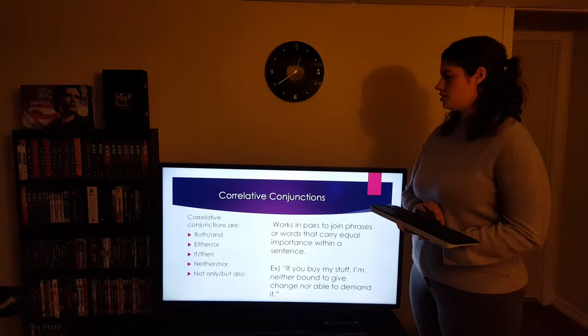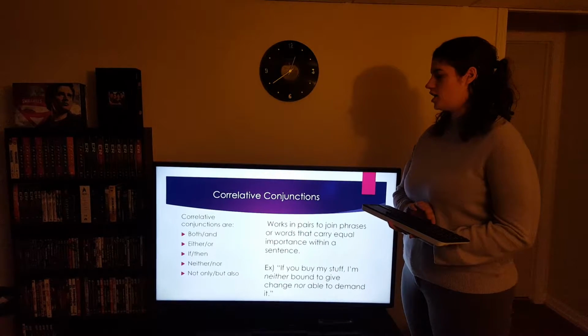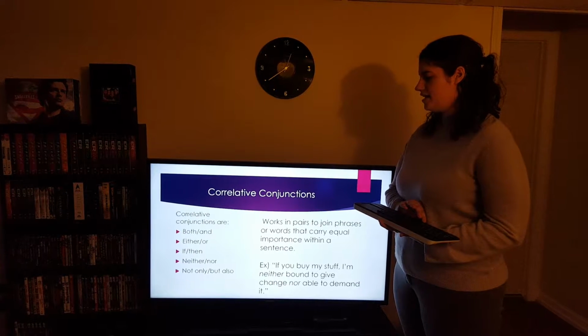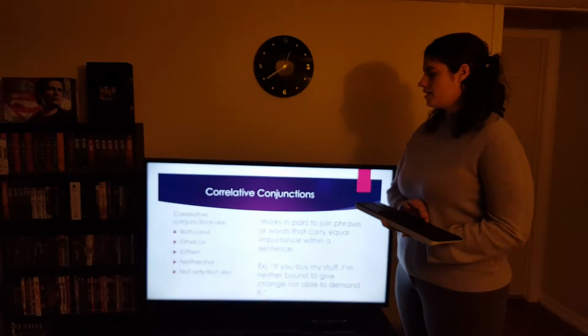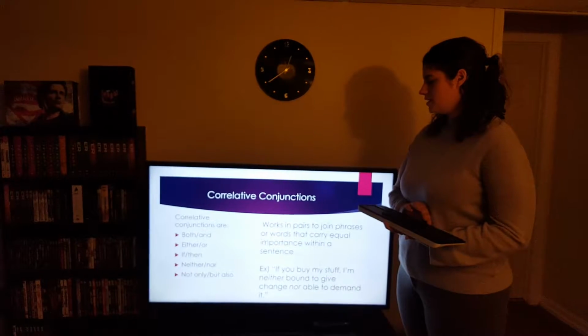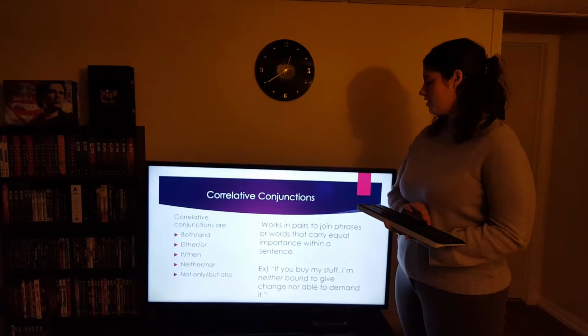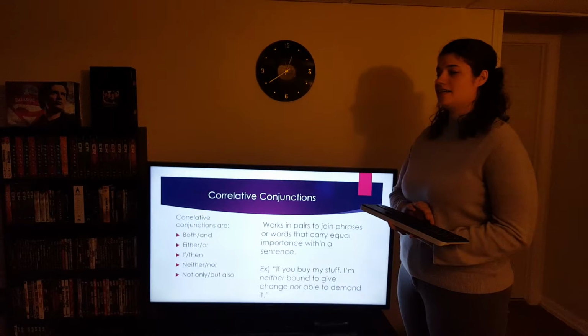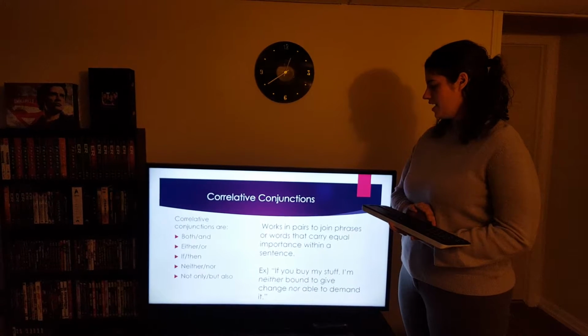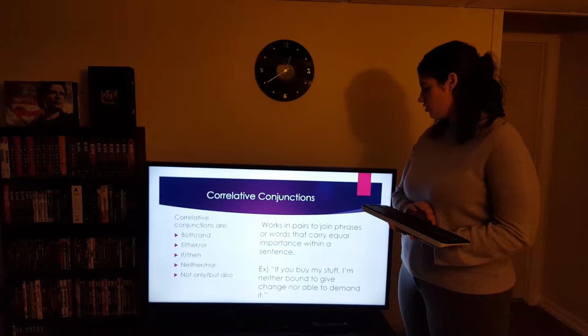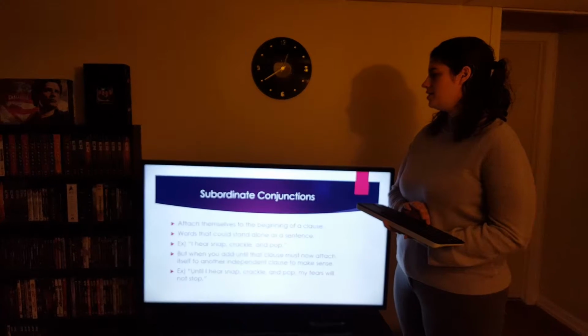Correlative conjunctions. Correlative conjunctions are both/and, either/or, if/then, neither/nor, not only/but also. They work in pairs to join phrases or words that carry equal importance within a sentence. Example: If you buy my stuff, I'm neither bound to give change nor able to demand it.